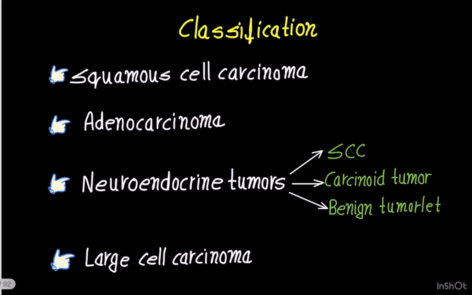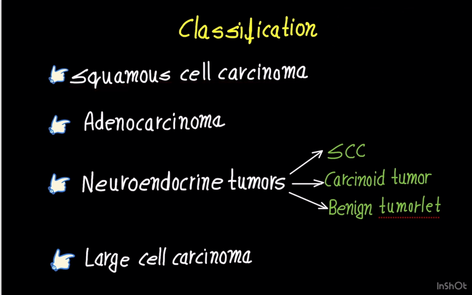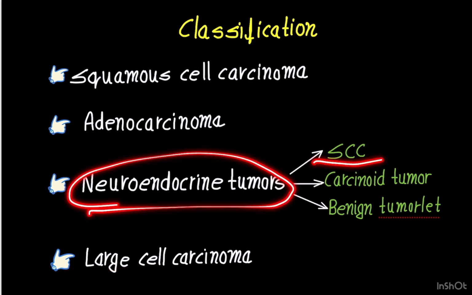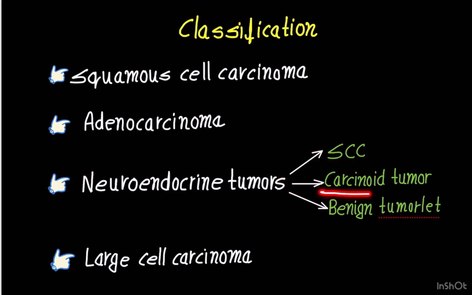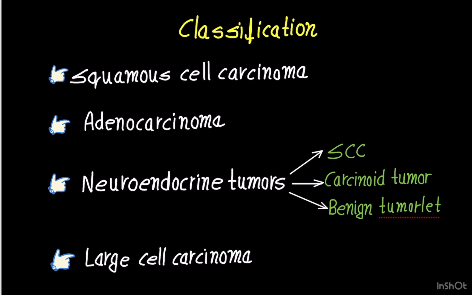Now let's talk about classification of lung cancer. Lung cancer is classified according to the histology into squamous cell carcinoma, adenocarcinoma, neuroendocrine tumors, and large cell carcinoma. Neuroendocrine tumors further include small cell carcinoma of lung, carcinoid tumors, and benign tumorlet. In this video, we'll talk about squamous cell carcinoma and adenocarcinoma only.